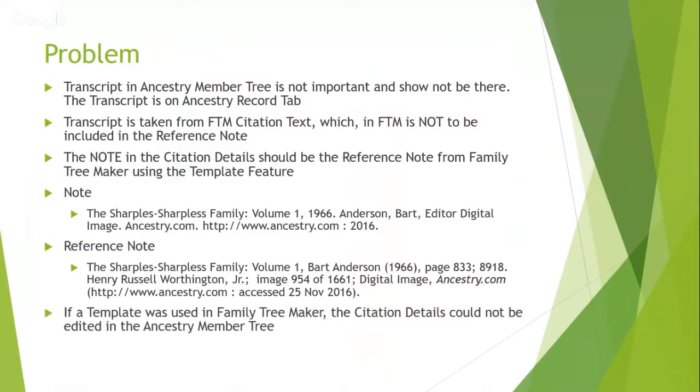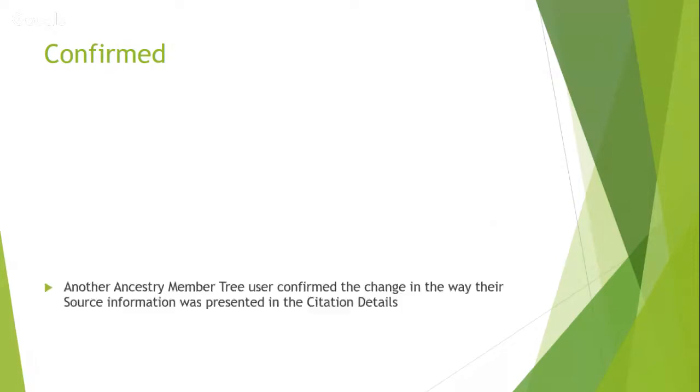Until the changes were done on Ancestry Member Trees, if Family Tree Maker was uploading and using the sync feature, any template that was used in Family Tree Maker could not be edited on the Ancestry Member Tree. And what has happened is that Ancestry overwrote all of the work that I had done in Family Tree Maker, we're talking about many months of work to get my citations into the evidence explained format using the template feature.